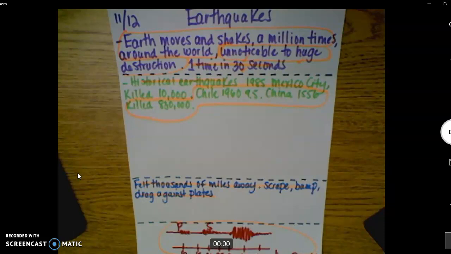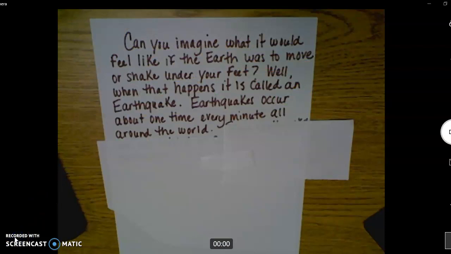Or wait, maybe I could just draw the reader in with a question. I can write, can you imagine what it would feel like if the Earth was to move or shake under your feet? Well, when that happens, it's called an earthquake. Earthquakes occur about one time every minute all around the world.